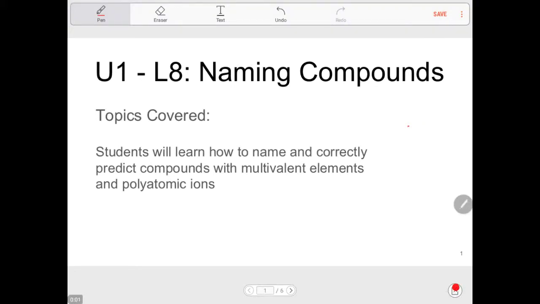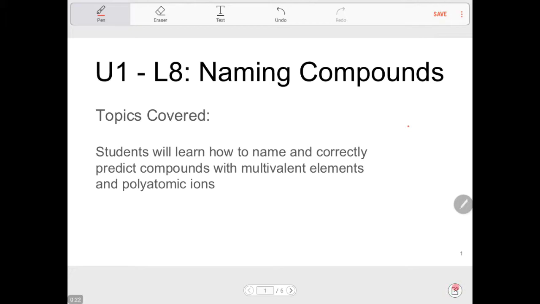Hi everyone, we're now on lesson 8 of Science 10 Chemistry. This is naming compounds. Specifically, what we're looking at today is we have the basis for ionic compounds and how to write them correctly or predict the final compound based on the charges. And we're going to use that, but we're going to move forward with some special cases.